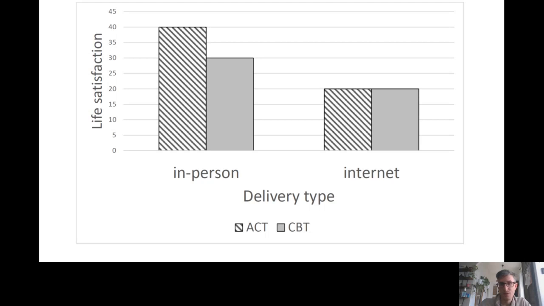But we can also see an interaction here. So when we consider internet-based delivery only, we see that ACT and CBT are equally effective.